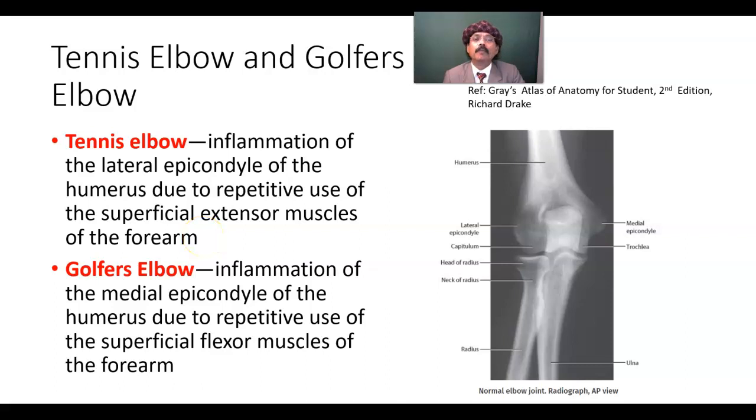Hello, my name is Dr. Dewan S. Raja. Today I will discuss the clinical anatomy of tennis elbow and golfer's elbow.